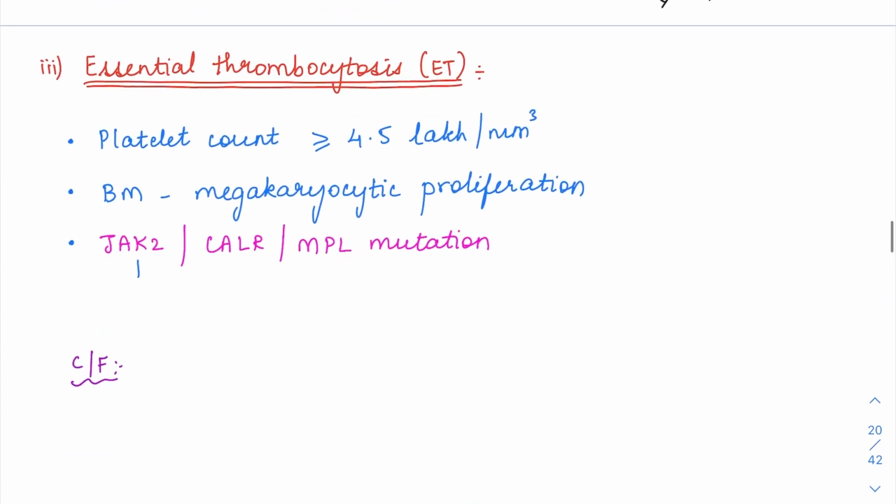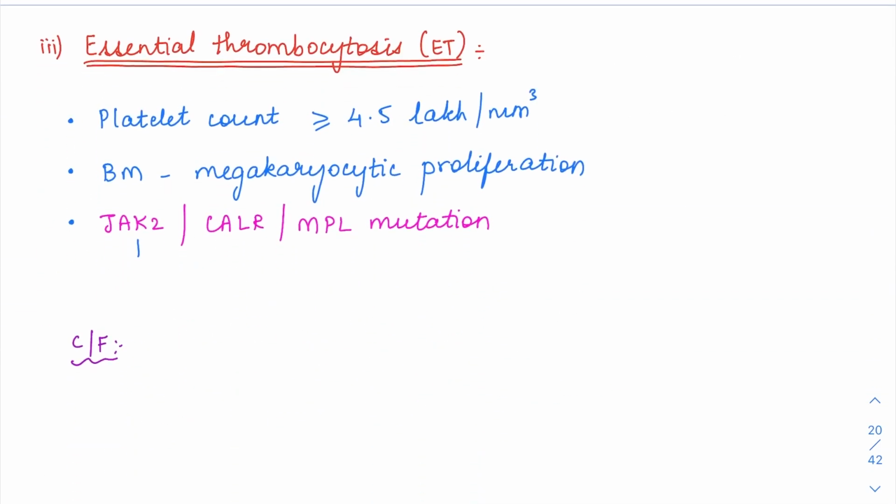So the next myeloproliferative neoplasm is essential thrombocytosis. In essential thrombocytosis, as the name suggests, there is going to be thrombocytosis. So the platelet count is going to be elevated to more than or equal to 4.5 lakh. The normal count is 1.5 to 4 lakh. So here the count is going to be more than 4.5 lakh.